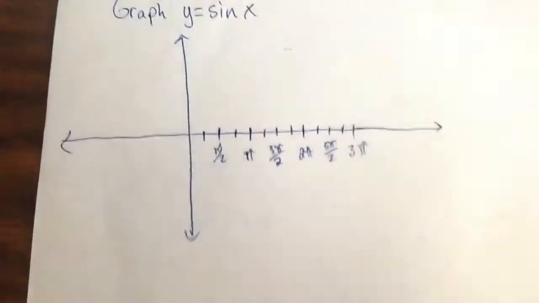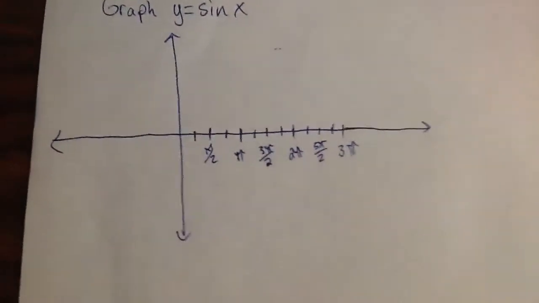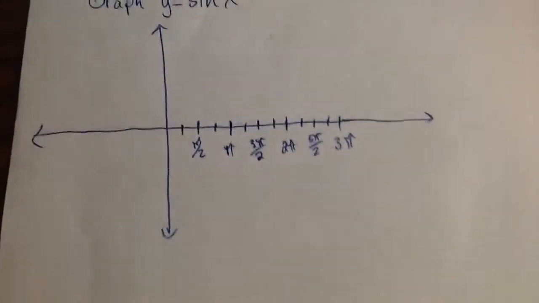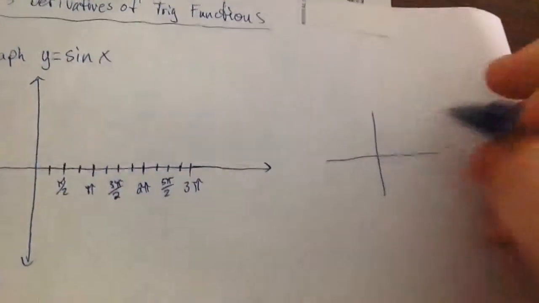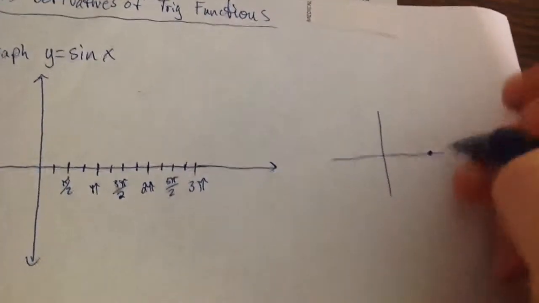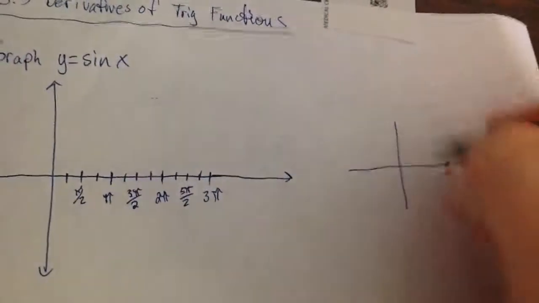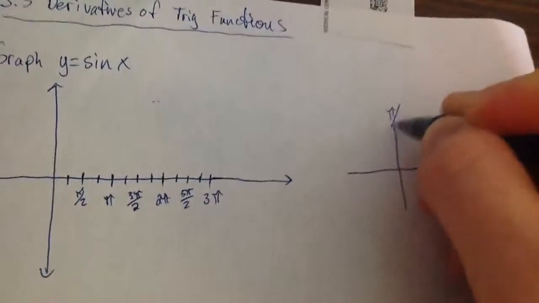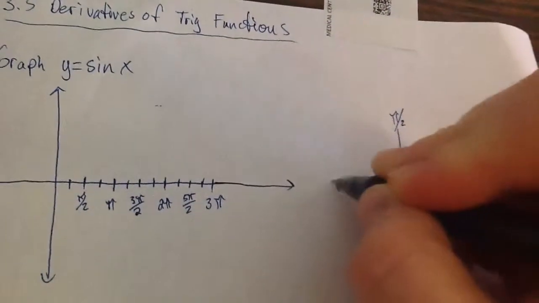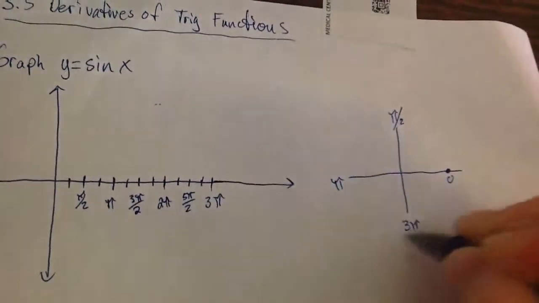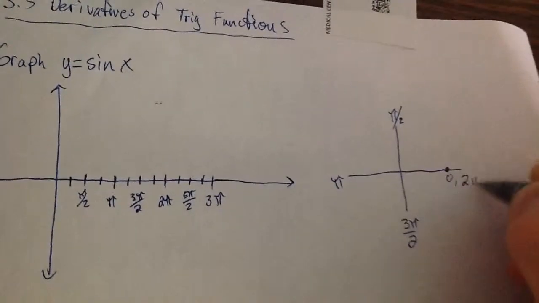I'm not going to do the negatives. And we'll go through and just plot some points and then graph the sine. I'll draw myself a little unit circle over there. Hopefully you remember how this works. That's 0 radians, right? This is pi over 2 radians. This is pi. This is 3 pi over 2. This is 2 pi. And we could keep going.